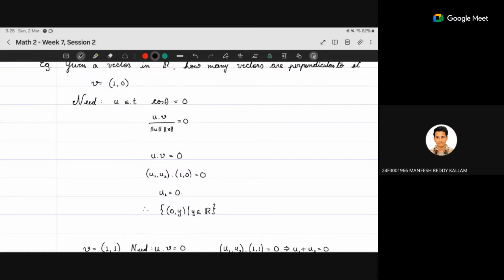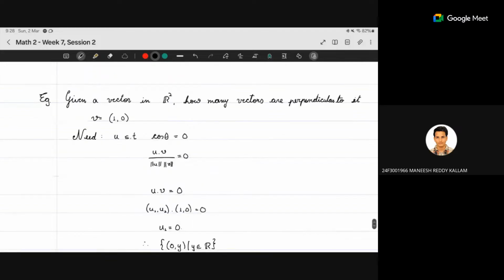And in higher dimensions, this is slightly more advanced. If I say given a vector in R3, how many vectors are perpendicular to it and are of, say, unit length, then the answer would still be infinitely many. Because in 3 dimensions, if I'm given a fixed vector which lies along the z-axis, all the vectors perpendicular to it would be the whole xy plane.